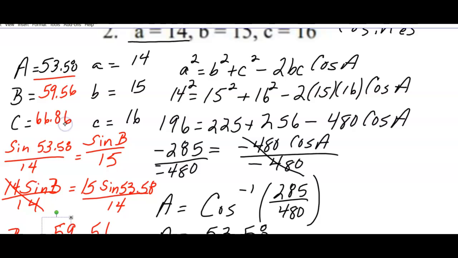Okay, and then like I said on the last problem, you just want to kind of scan this and make sure that everything makes sense. So the largest angle should be across from the largest side. So our largest side here is 16, and this is our largest angle. Smallest angle is our 53. Here's our smallest side, so this definitely makes sense. There's your solution.